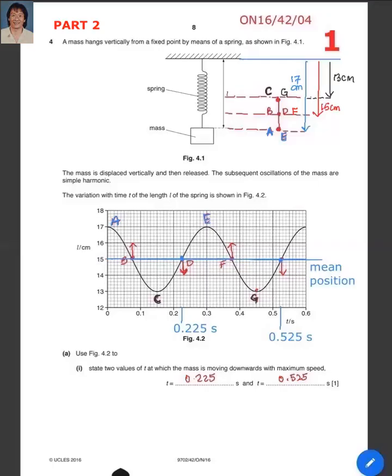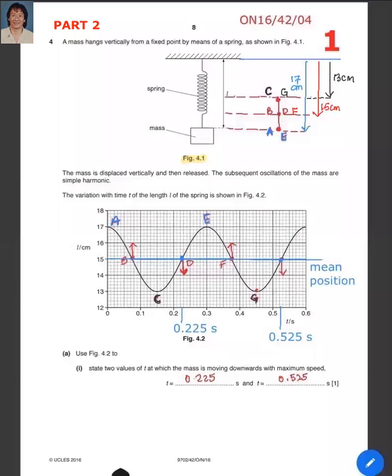This is part 2 of the review on simple harmonic motion. In this question, we have a mass that hangs vertically from a fixed point by means of a spring, as shown in figure 4.1. The mass is displaced vertically and then released. The subsequent oscillations of the spring are simple harmonic. The variation with time t of the length L of the spring is shown in figure 4.2.